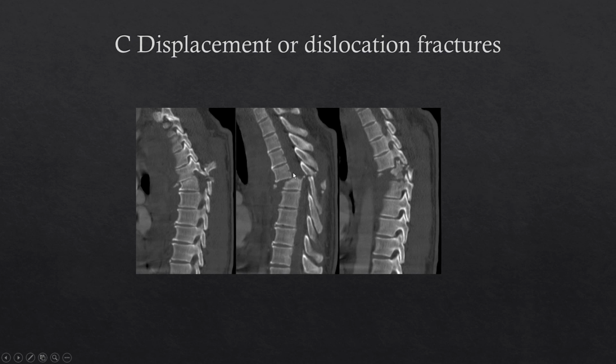This can, as in this case, result in severe central canal stenosis and potentially cord transection, depending on the severity of the malalignment. These are obviously the most unstable injuries and can result in severe neurologic impairment. And these will most certainly need reduction and fixation.